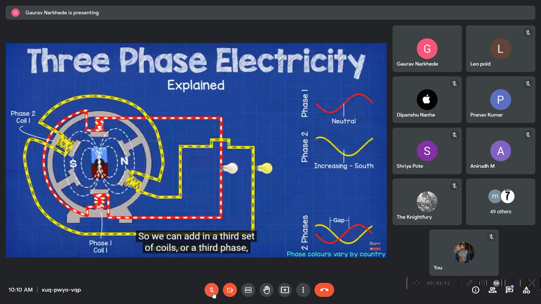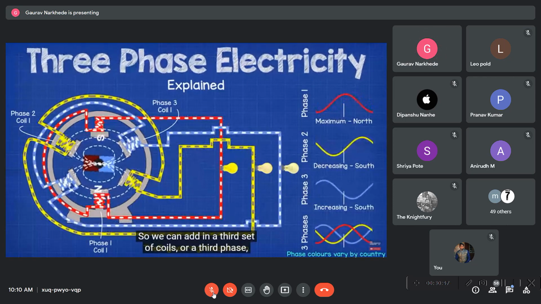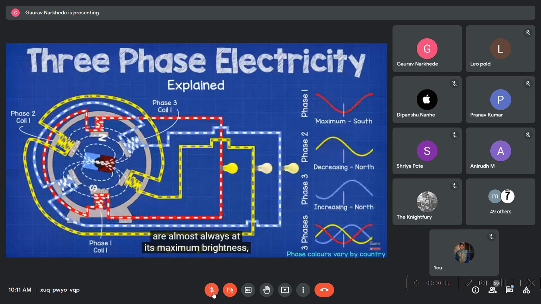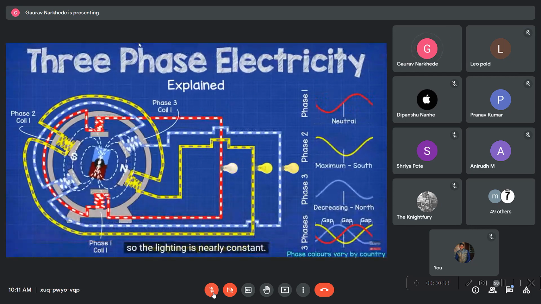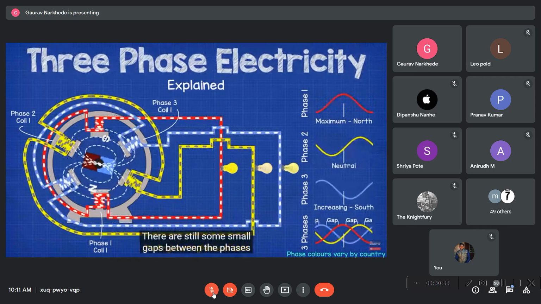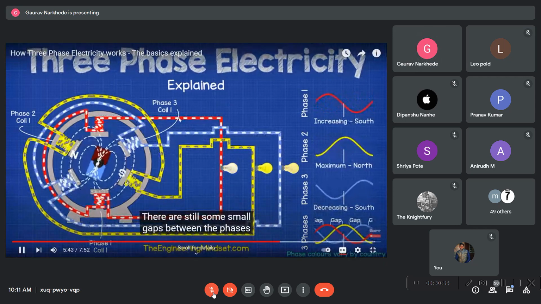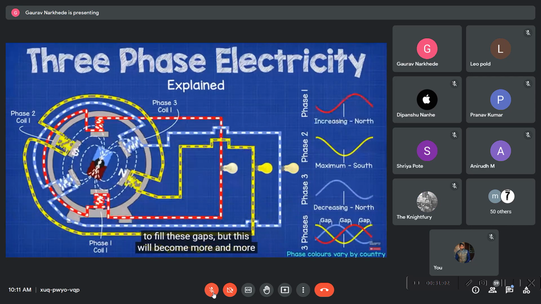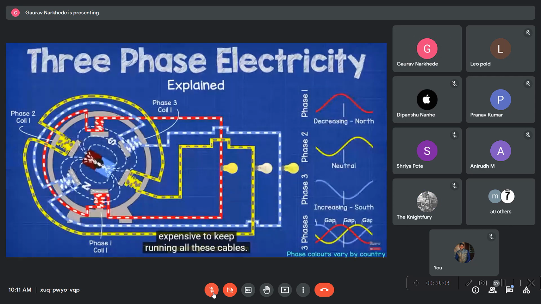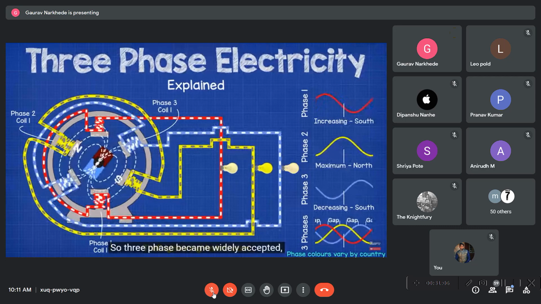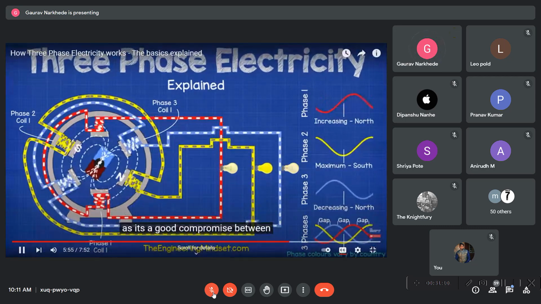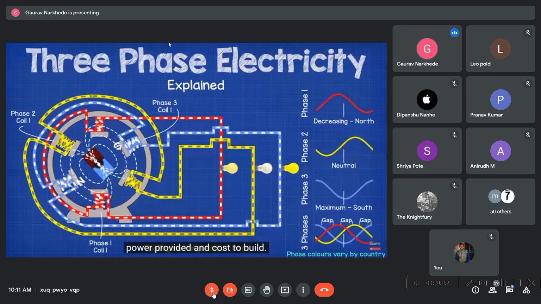So we can add in a third set of coils or a third phase, and this will mean that one of the lamps is almost always at its maximum brightness, so the lighting is nearly constant. There are still some small gaps between the phases, and you could keep adding more and more phases to fill these gaps, but this will become more and more expensive to keep running all these cables. So three phase became widely accepted as it's a good compromise between power provided and cost to build.